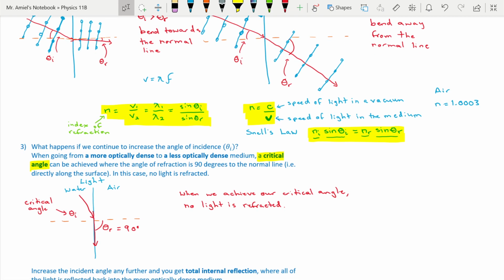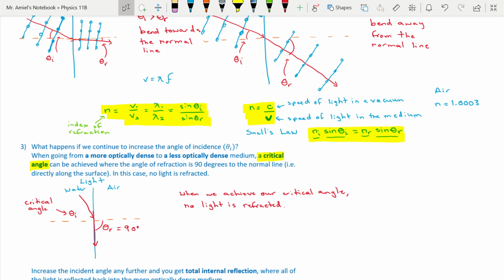We said that our index of refraction is going to equal the velocity in our first medium over the velocity in our second medium, which is equivalent to the wavelength in our first medium to the wavelength in our second medium. And also from experiment, we know that it's going to be the sine of the angle of incidence over the sine of the angle of refraction.